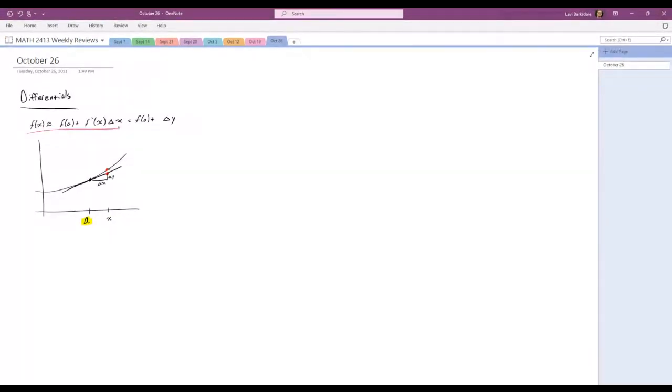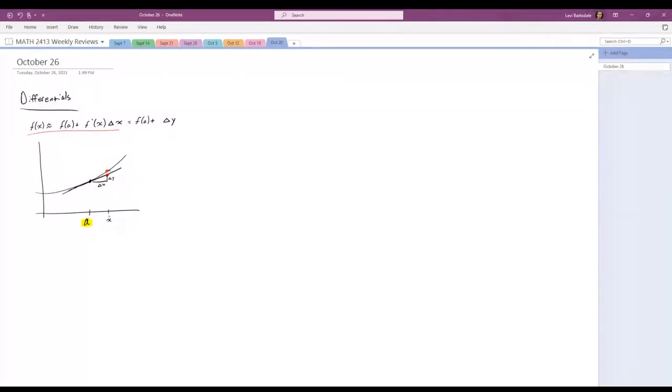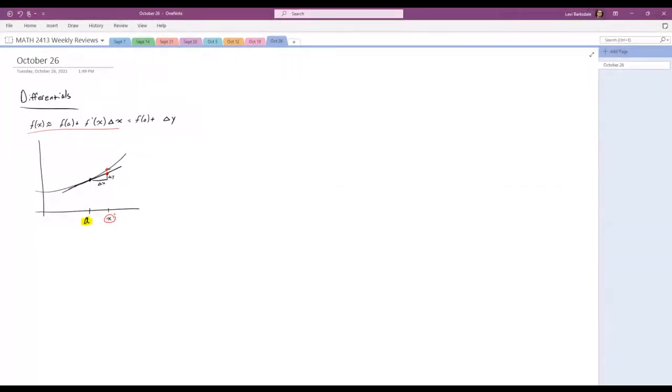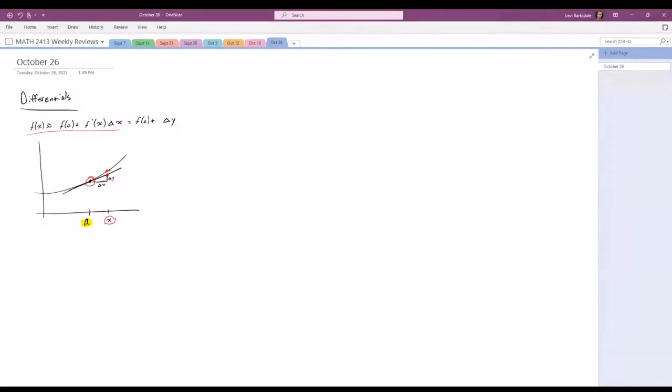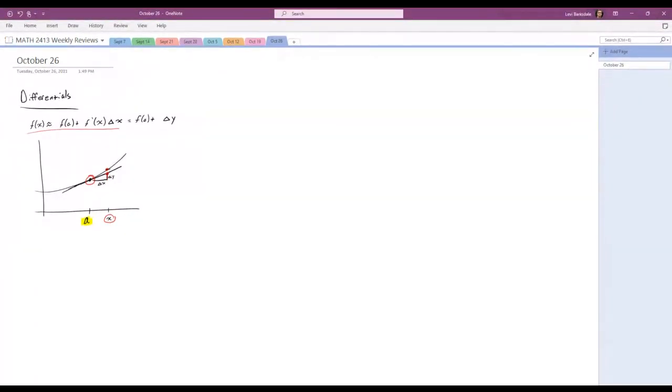And what that tells us is if we're looking for a function value at a point X, and we know our point A, well, we can approximate the value of our point X by taking the value at our point A and simply adding on our small change in y right here. And that will give us a value that is very close to our correct value, but not quite there. But it still serves as a great approximation.